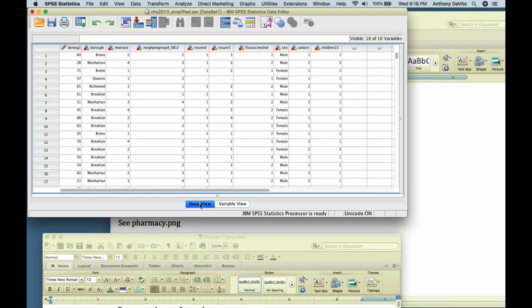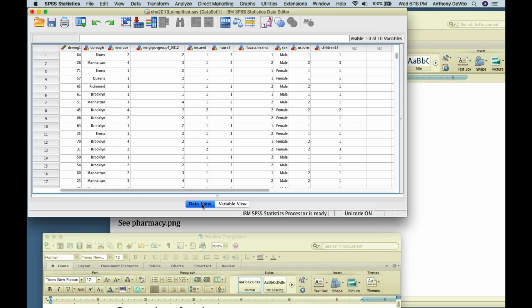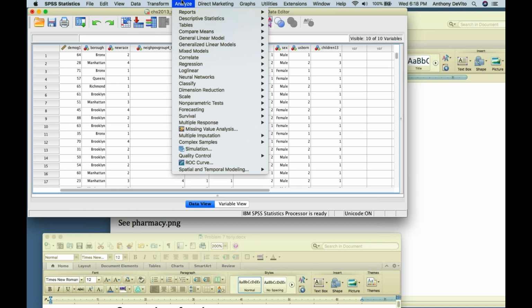I'm going to go into my data view. And look, there's the demog one, which is age, really, right? That's my one numerical variable. If I go into variable view, you can see that it's a numerical variable, age. So now I'm going to go back to data view. Don't have to, but I'm going to try to do it that way anyway. Now I'm going to go up to analyze. And again, I want descriptive statistics. I want statistics that will describe this sample or this population to me. So I'm going to go into descriptive statistics. I'm going to say descriptives.